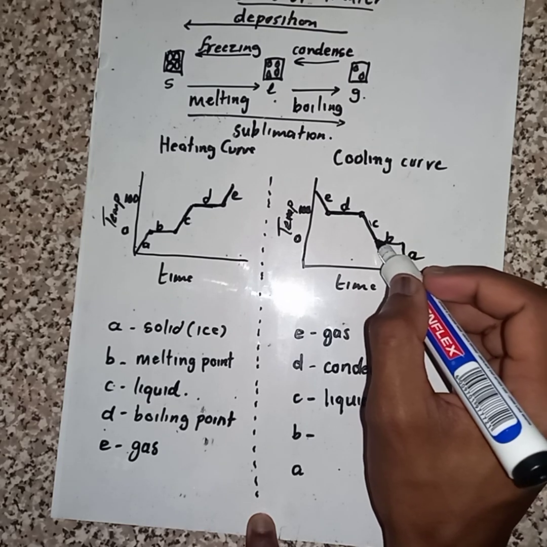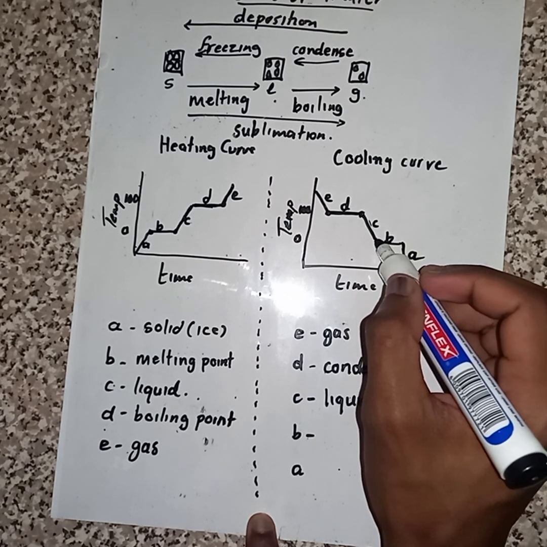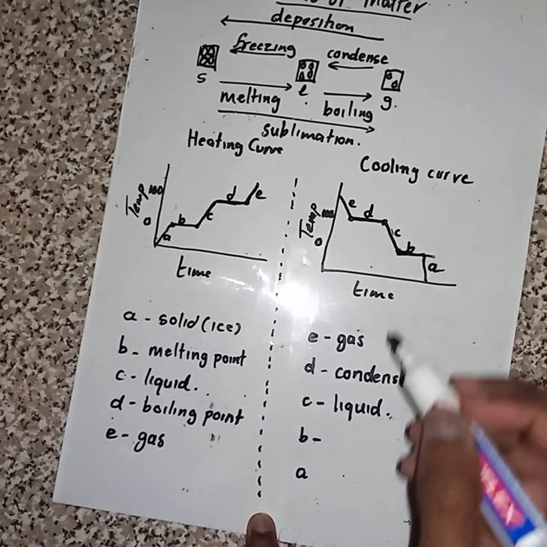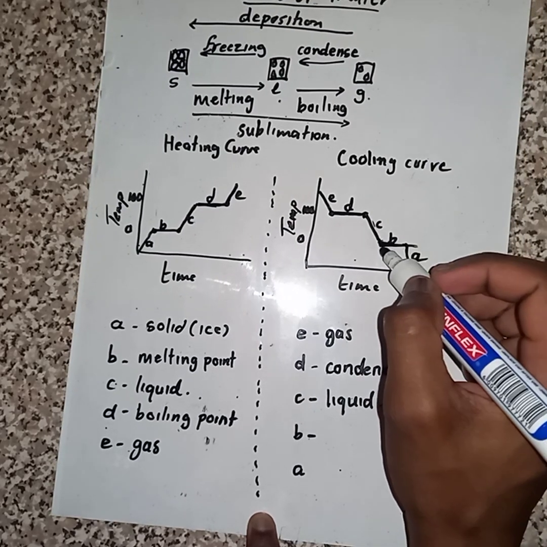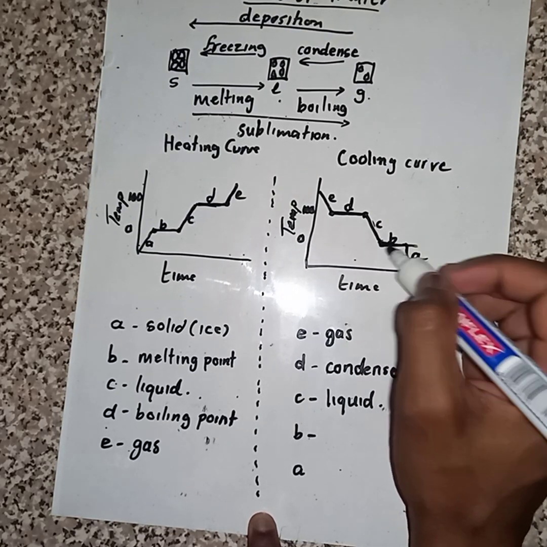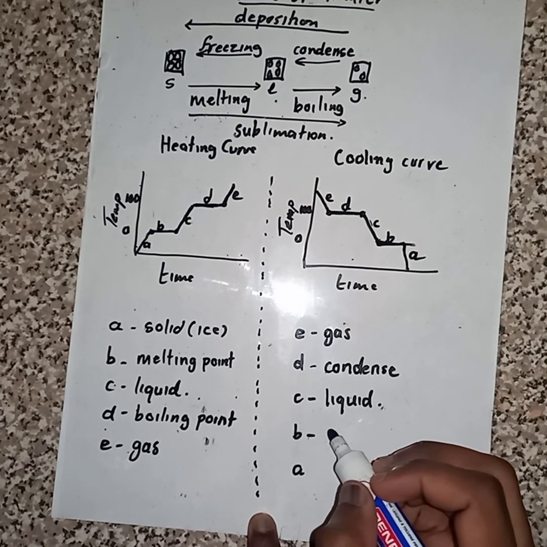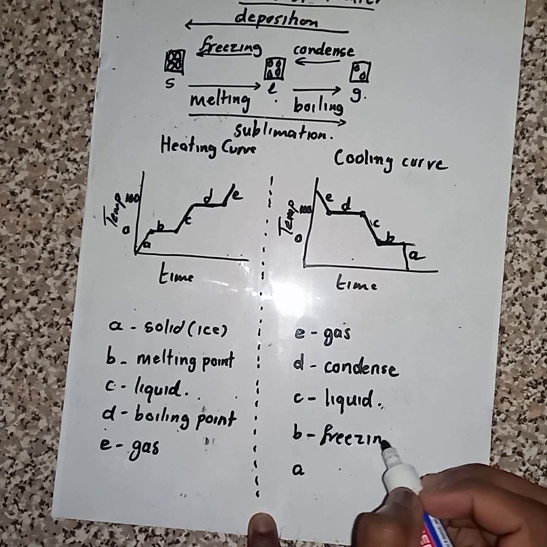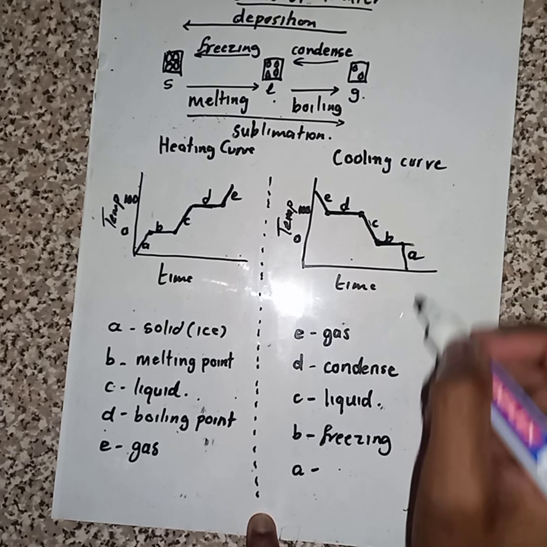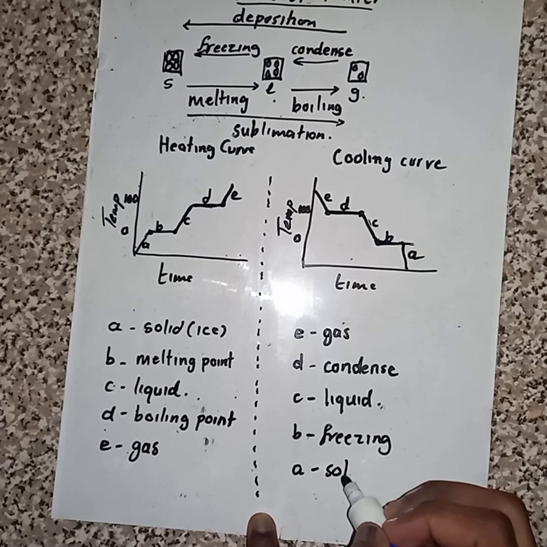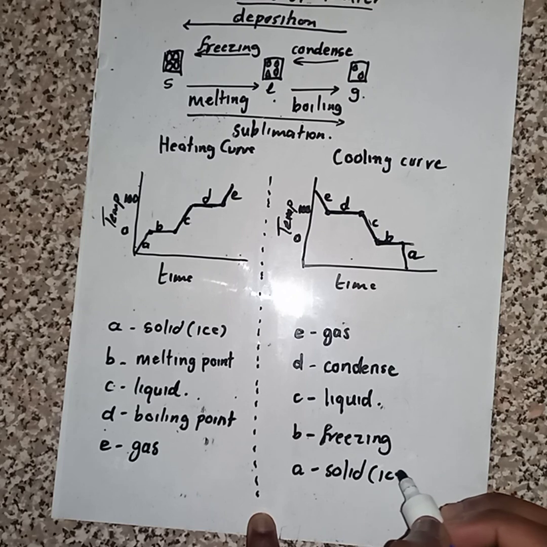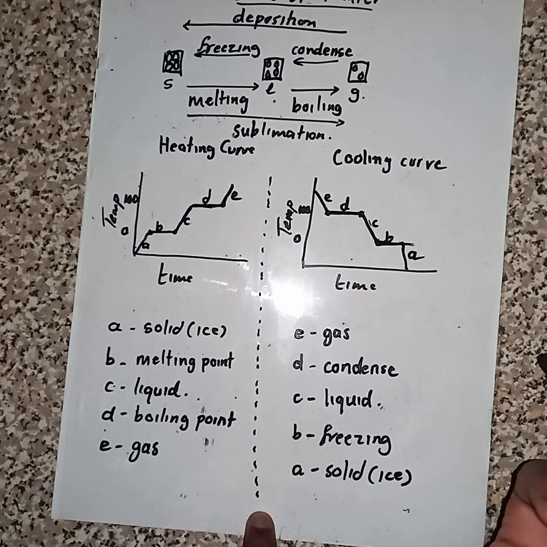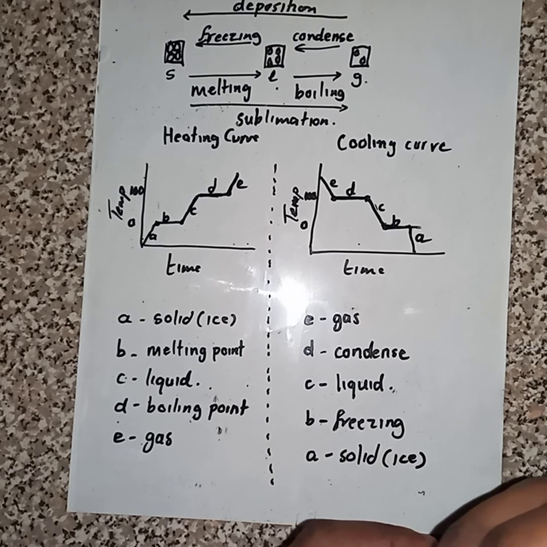Now we want to know what is going to happen from this point up until this point. We move from liquid to solid. That state is what now? Freezing. Then until it reaches what? A solid phase, which is what now? A, ice.